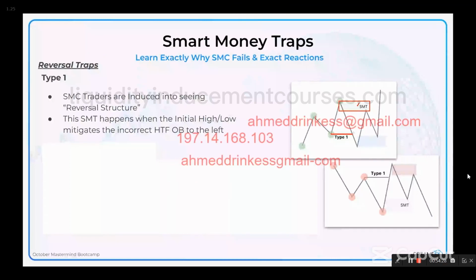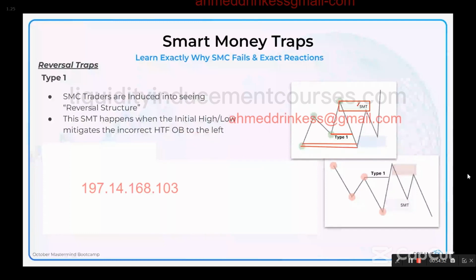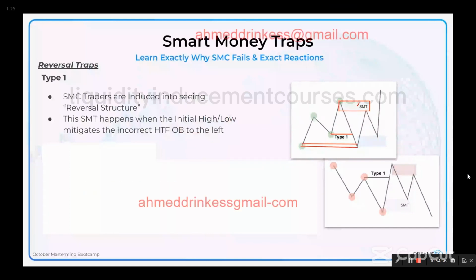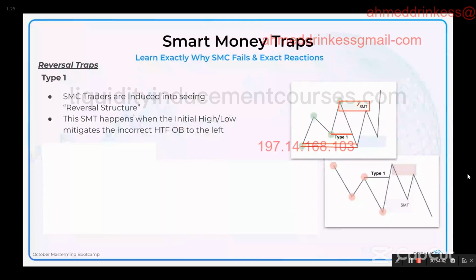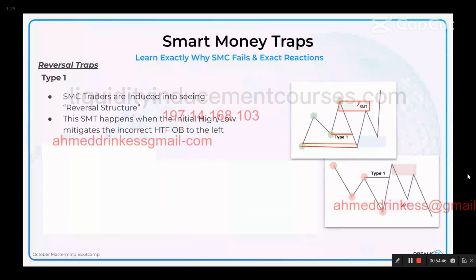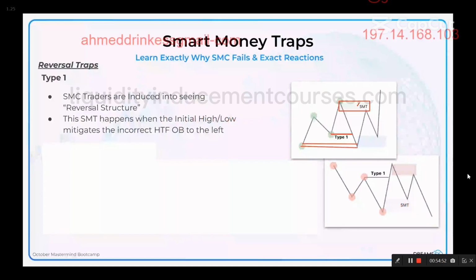What's really happening is, after that main order block is mitigated to the left, the inducement occurs and then we follow the buys. The SMT is going to cause that pullback for us to then continue buying higher. This is what happens in SMT reversal structure, but this is what we consider a continuation trap, a continuation inducement based on a reversal. This SMT happens when the initial high/low mitigates the incorrect higher time frame OB to the left.